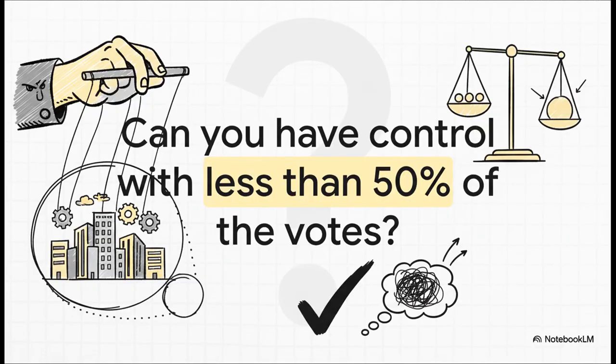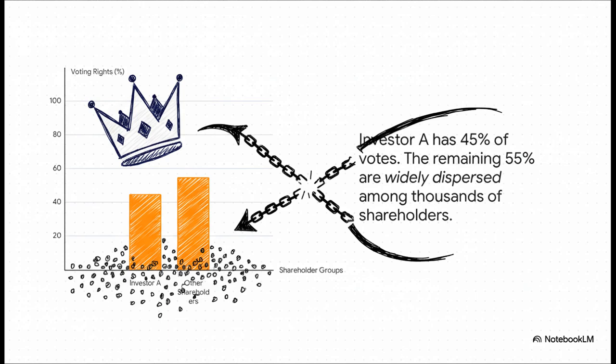Okay, so this all leads to a really fascinating question, one that accountants and lawyers argue about all the time. Can you actually control a company, even if you own less than half of it? And the answer is a resounding yes. This is what's known as de facto control. Just look at this classic scenario.